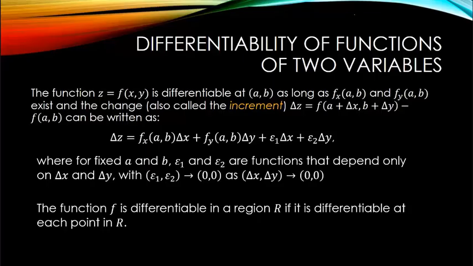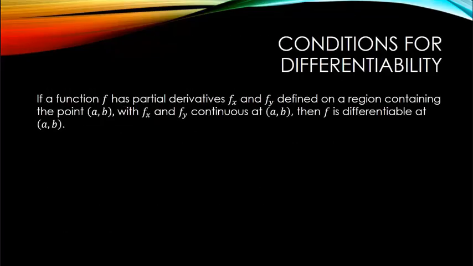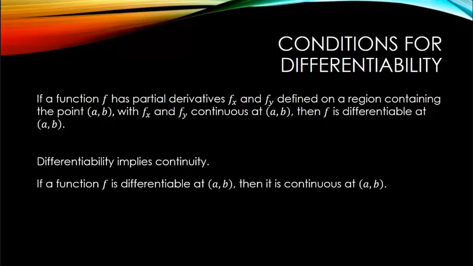The function f will be differentiable in a region R if it is differentiable at all points in the region R. So there are some conditions for differentiability that I want to talk about. If a function f has partial derivatives fx and fy that are defined on a region that contains the point (a, b), where fx and fy are continuous at (a, b), then f will be differentiable at the point (a, b). And I have to remember that differentiability implies continuity. If a function is differentiable at (a, b), it will be continuous at (a, b).